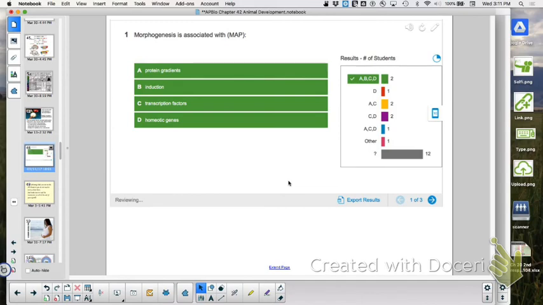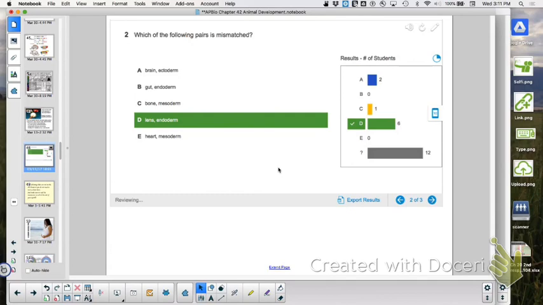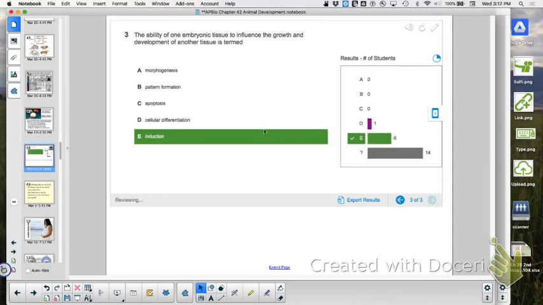Good job, two of you. Yeah, morphogenesis is associated with all of those things: protein gradients, induction, transcription factors, and homeotic genes. Okay, it's connected with all of those. Number 2, which of the following is mismatched? Good. Lens from endoderm, how would you change that? Lens from what? Ectoderm. Good job. And number 3, the ability of one tissue to influence another tissue is called induction.